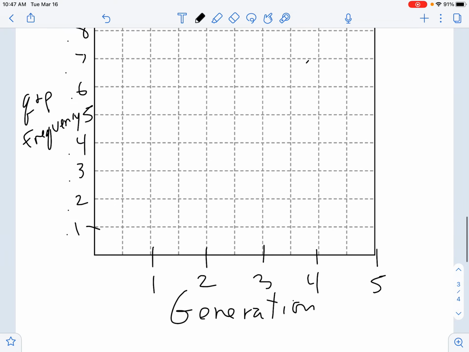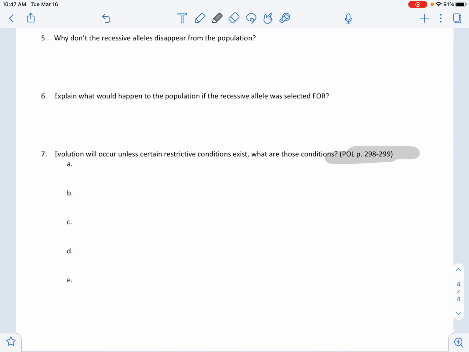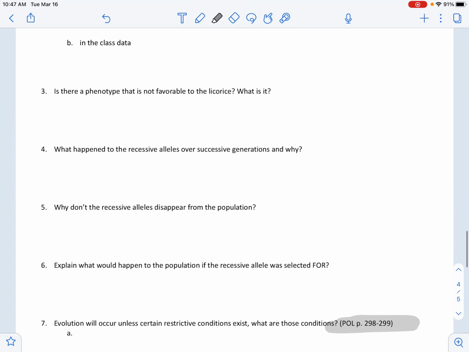So good luck with this worksheet. Definitely use the Principles of Life textbook, pages 298 to 299 to finish up, and take a look at the Hardy-Weinberg conditions for that. You can use that for a few of these other questions as well if you need to. All right.